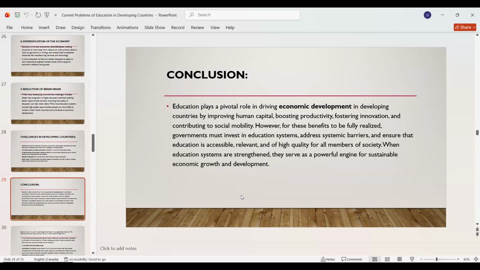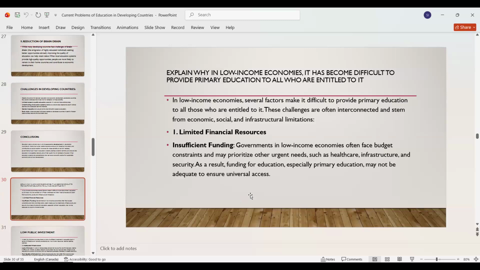However, for these benefits to be fully realized, governments must invest in education systems, address systemic barriers, and ensure that education is accessible, relevant, and of high quality for all members of society. When education systems are strengthened, they serve as a powerful engine for sustainable economic growth and development. Nelson Mandela also said the same thing: education is a weapon to change the world.